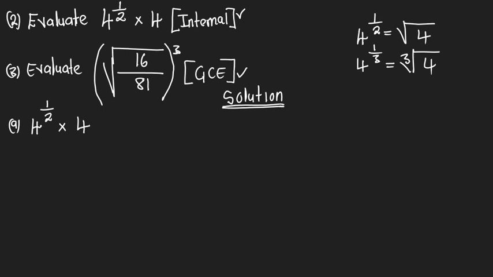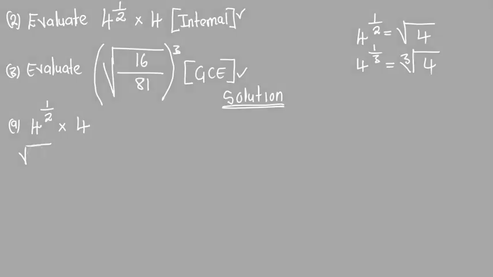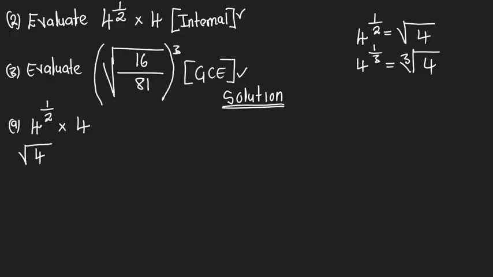So, this one is the same as the square root. This is just the same as the square root of 4 multiplied by 4. The square root of 4 is simply 2 multiplied by 4. And then you get your 8. Look at how simple these things are.